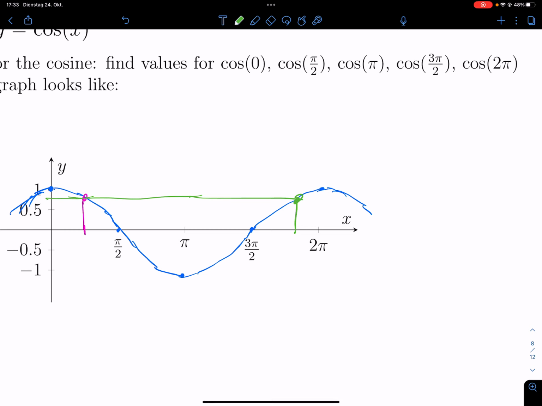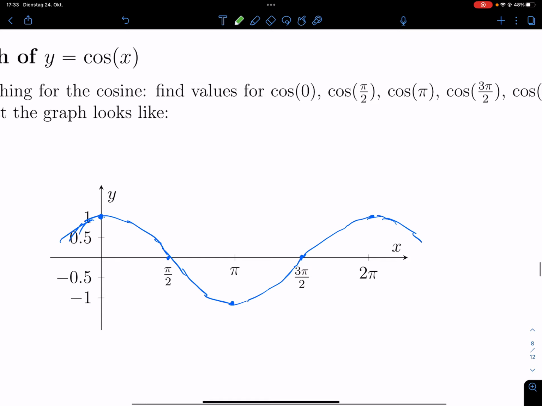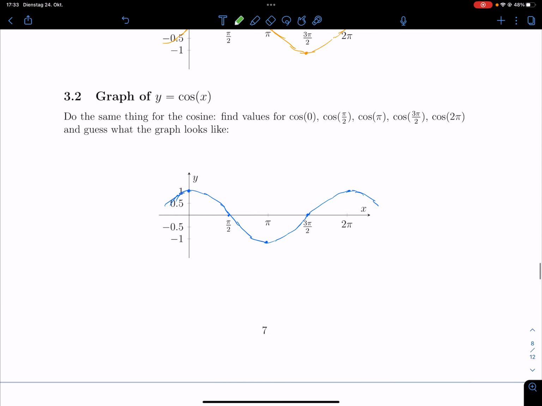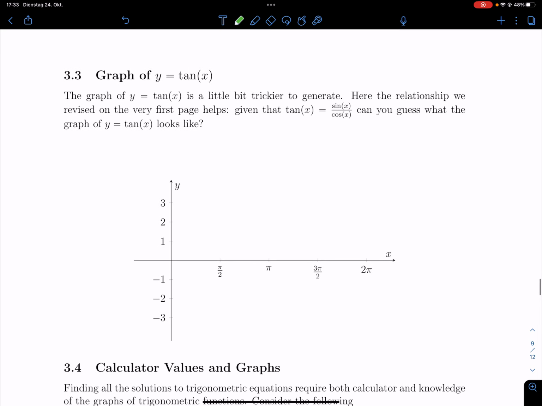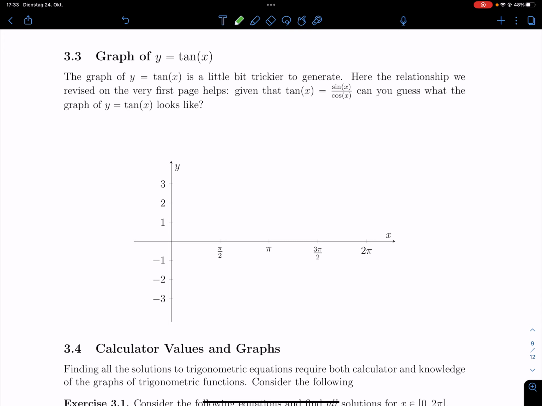Well, here is exactly 2 pi minus alpha, or if you put degrees on the x-axis, 360 minus alpha. And that rediscovers the cosine symmetry again in the graph of the cosine. A little bit trickier is the graph of the tangent.